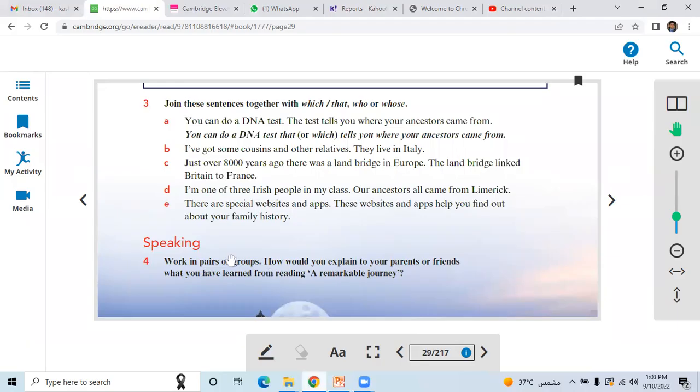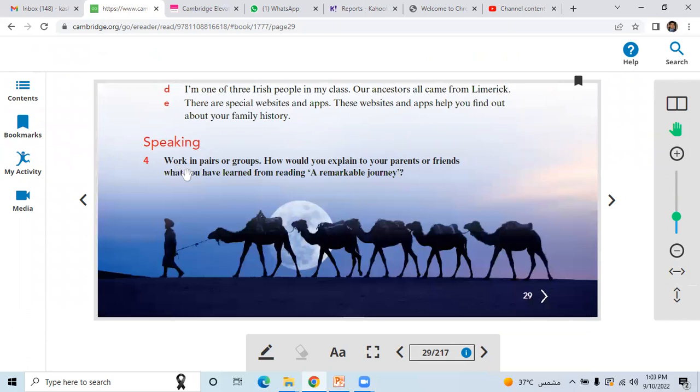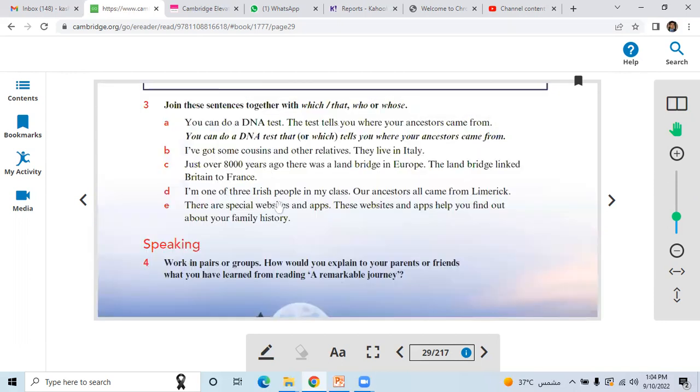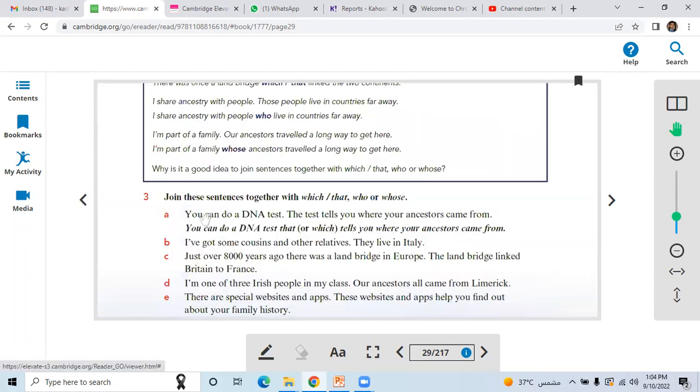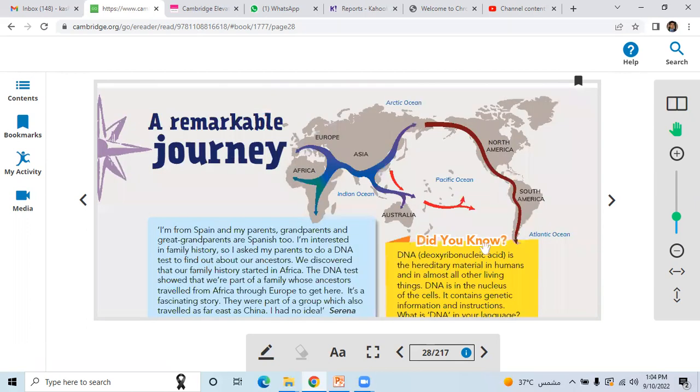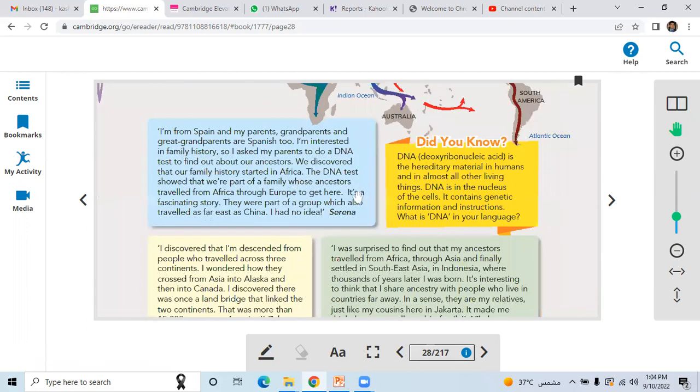All right, question number 4 is over to you guys. You work in pairs. How would you explain to your parents or friends what you have learned from reading A Remarkable Journey? You're going to do it in the same way as we have read during the class.